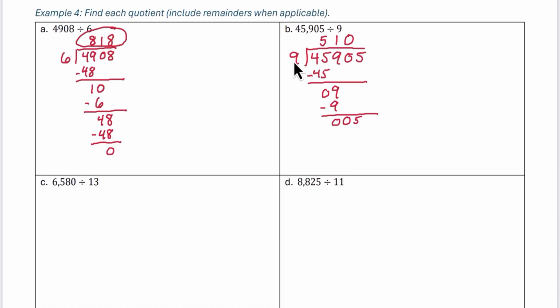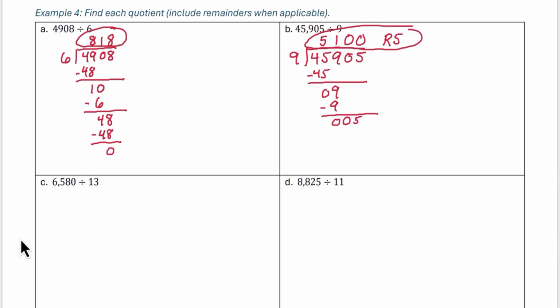How many times will 9 go into 5? Again, it can't, so we put a 0 up top. And it looks like we get a remainder of 5. So we have the quotient 5,100 with a remainder of 5.